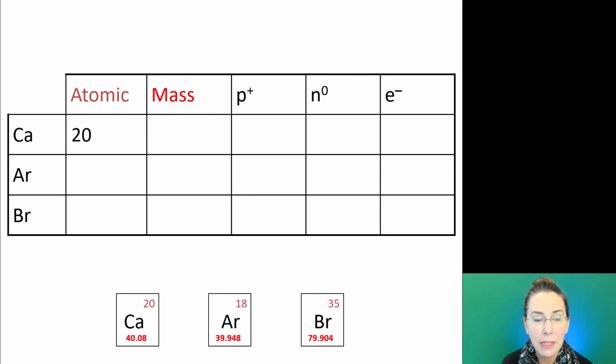Calcium's atomic number is 20. Its mass number is 40. Its number of protons is 20. Its neutrons are 20. And its number of electrons are also 20.